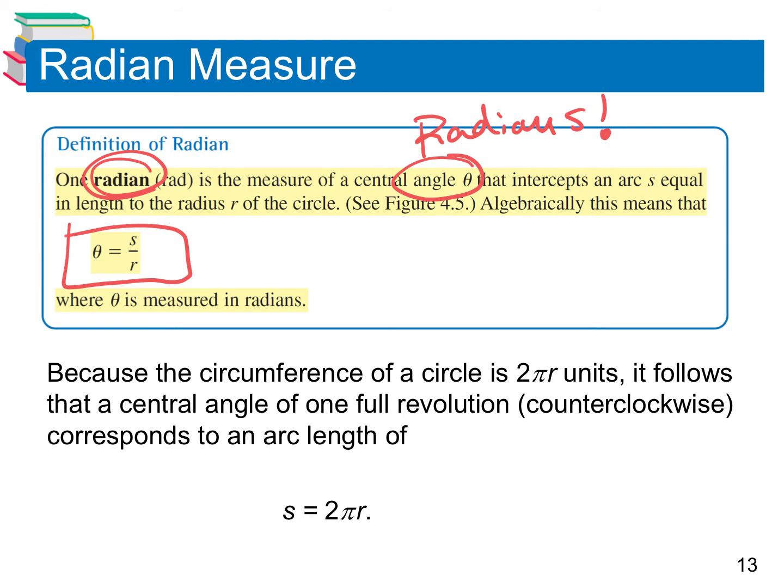So theta is just one way they can call your angle. They could call it alpha, they could call it beta, just different names for it. But in this formula, you have to use radians when dealing with the angle.